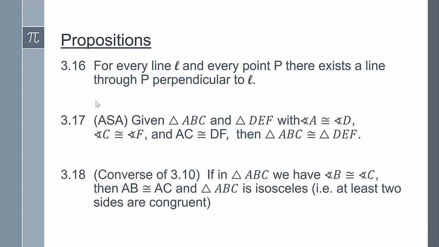Proposition 3.18, which is the converse of proposition 3.10: if in triangle ABC we have angle B is congruent to angle C, then segment AB is congruent to segment AC, and therefore triangle ABC is isosceles. That is, it has at least two sides that are congruent.